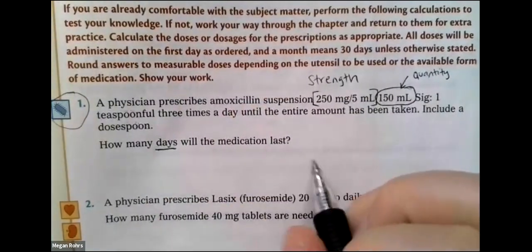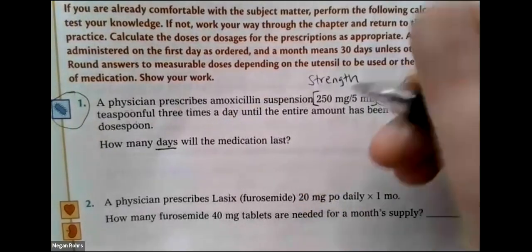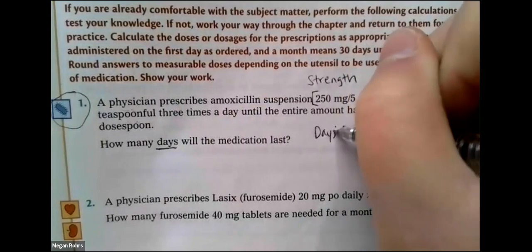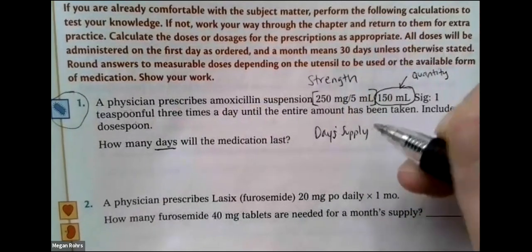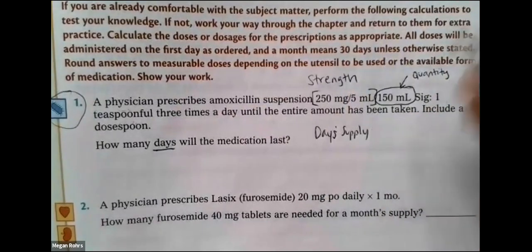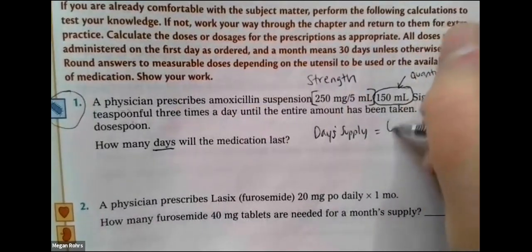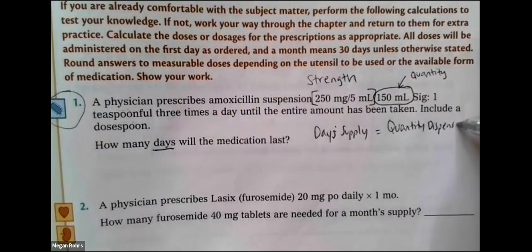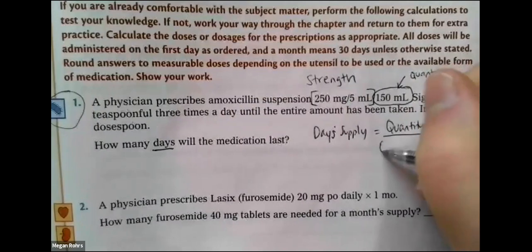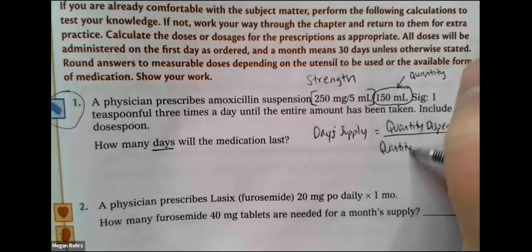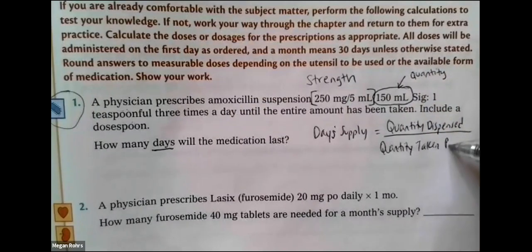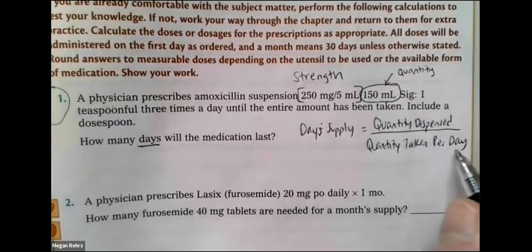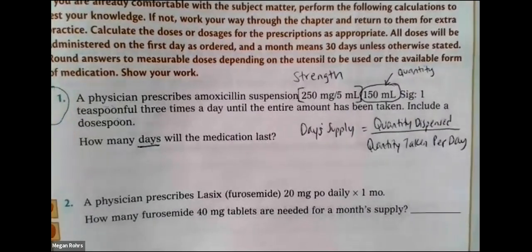If you remember the day supply equation, which I do have at the end of these math slides, which you can refer to, I'm just going to write it down here as well. Day supply is quantity dispensed divided by quantity taken per day. Don't forget the per day is very important here.